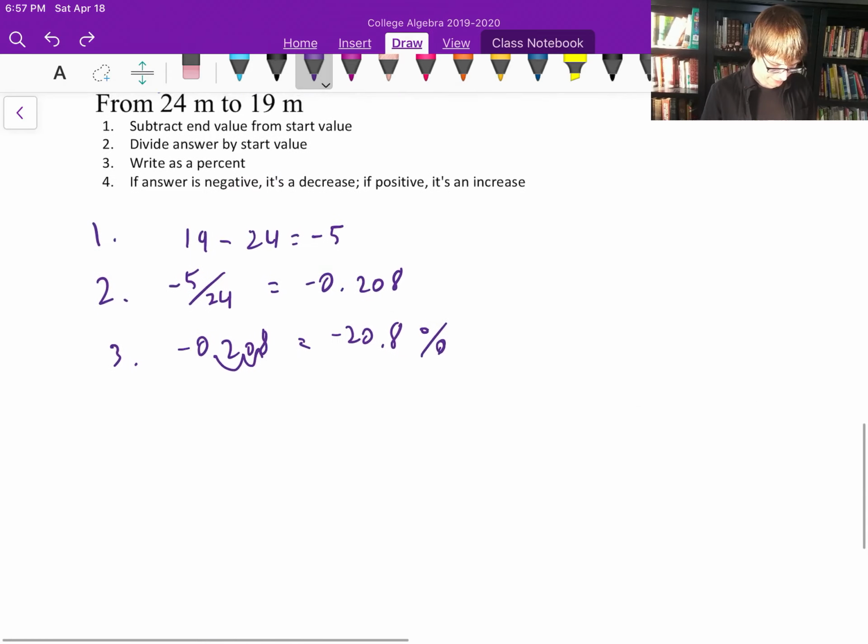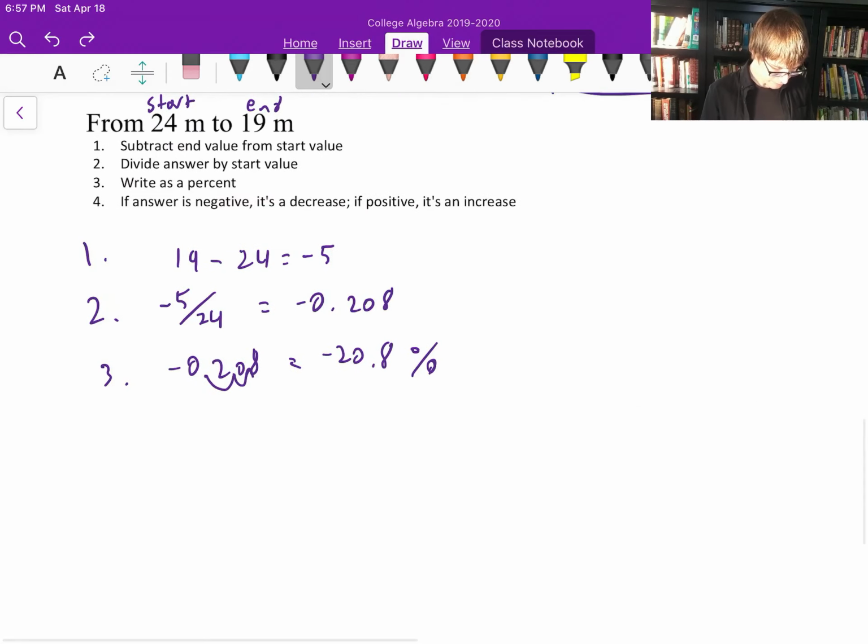Okay, and finally, we just look at the sign. The fourth step is to look at the sign. If the sign is negative, like it is here, then it's a decrease. We went from 24 to 19, so we lost some. If there's no negative sign, then it's an increase. So we lost some in this case. We had a 20.8% decrease. Cool. And that would be our answer.